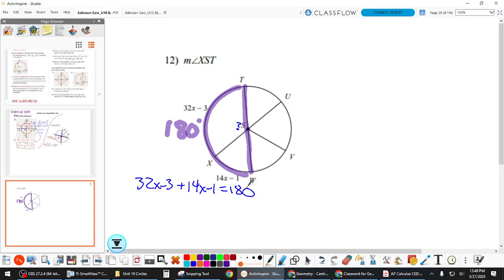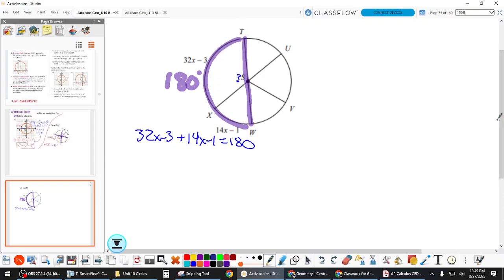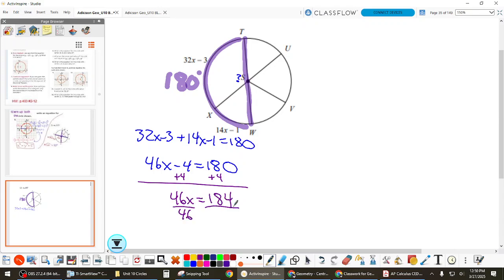We haven't done this in a little while. Let's just go ahead and do that. So what's your next step? Good, so we have 32x plus 14x, which is 46x. And then negative 3 and negative 1 is negative 4. Now what? Add both sides. Good. And then divide. And what do we get? x should be 4.